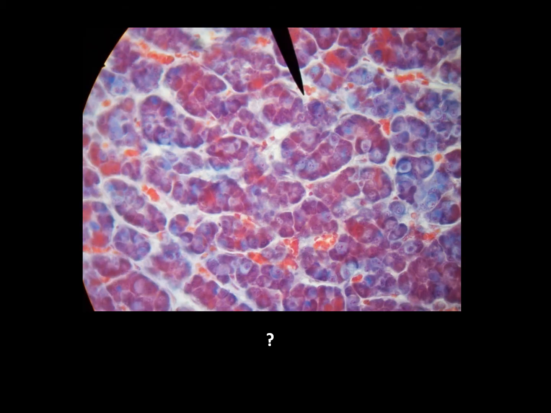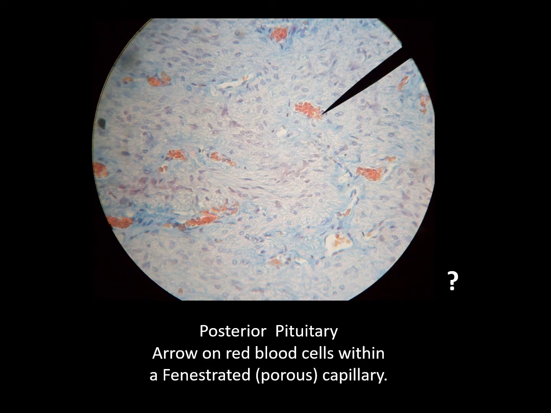This represents a segment of the pituitary gland as well. What do you think it is? That's right, it's the anterior pituitary. And this represents the posterior pituitary. And here we can also see fenestrated capillaries, or capillaries with holes in them.